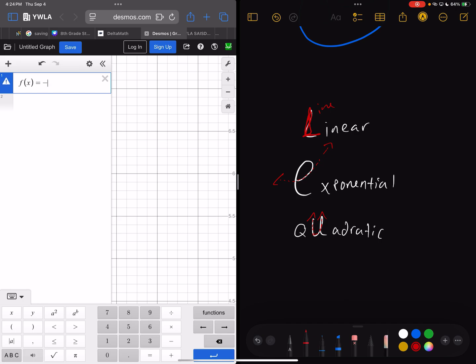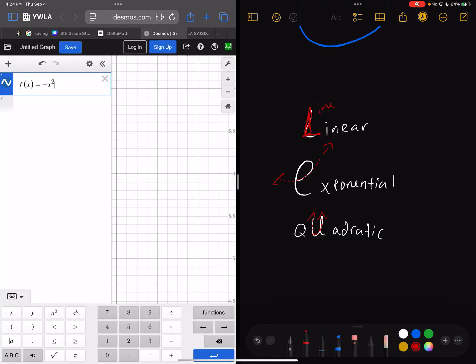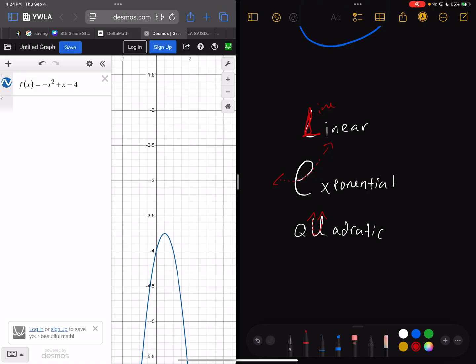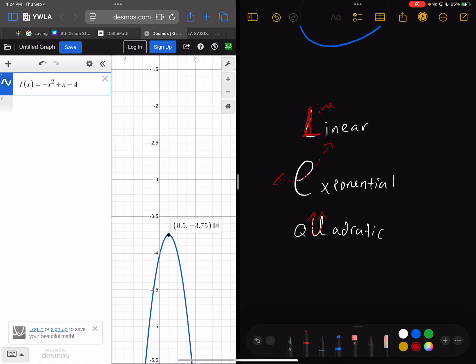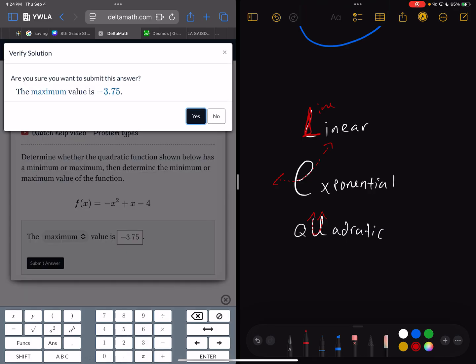for the maximum. Negative x squared plus x minus 4. Cool. My maximum value, what do I get? According to my problem, I get negative 3.75. And yes, it can be a decimal. So negative 3.75. Let's submit it.